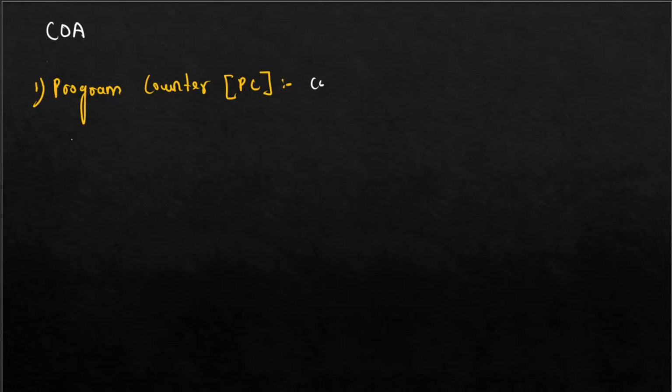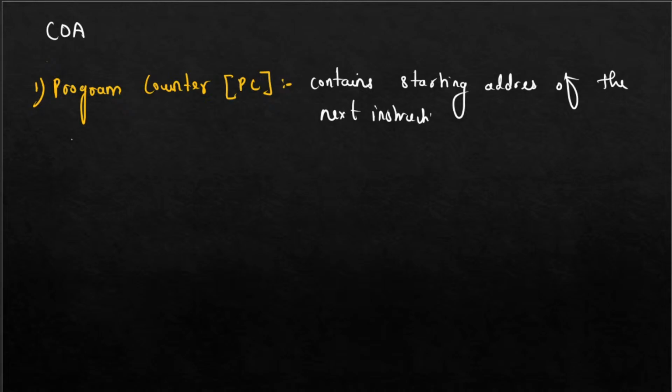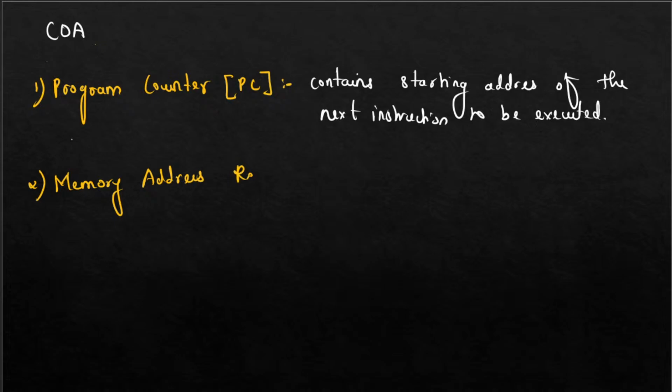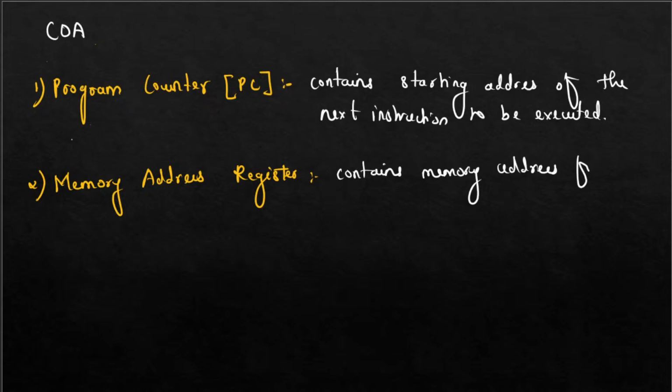Okay, so the program counter contains the starting address of the next instruction to be executed. After that, second is the memory address register. Memory address register. So this contains the memory address for either read or write operation.